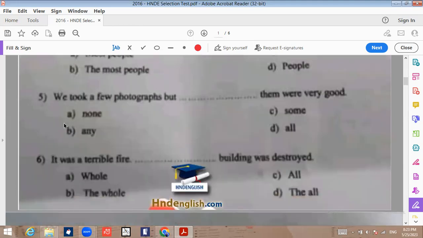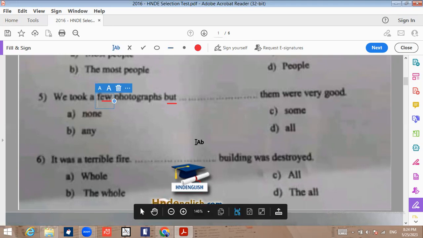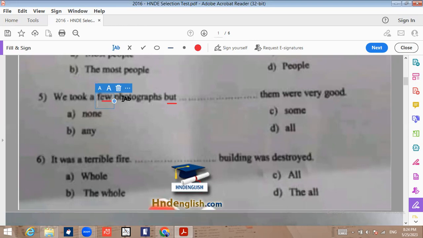Right. Question number 5. We took a few photographs, but blank them were very good. So you have to pay your attention on this word, but. We took a few. Keywords you have. Then you have to use keywords to select your answer. I mean the correct answer. Right? Okay, now let's see. We took a few photographs, but blank them were very good.